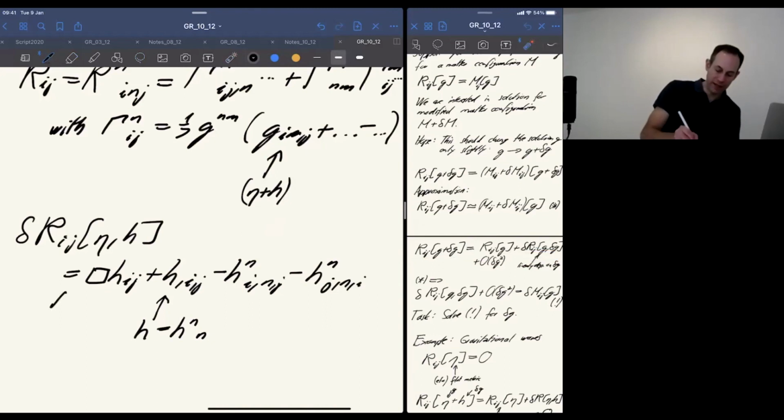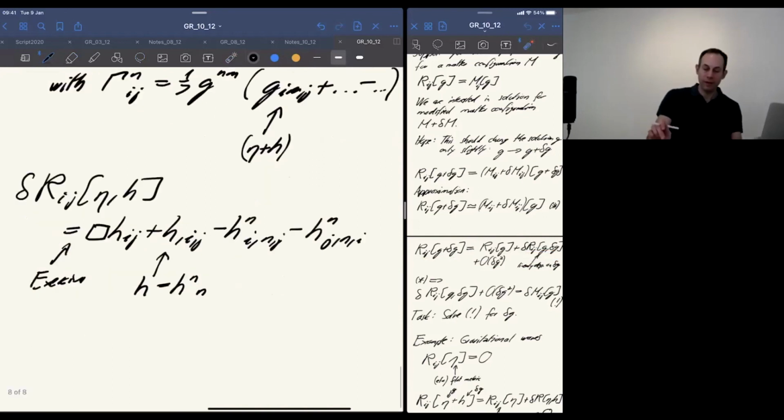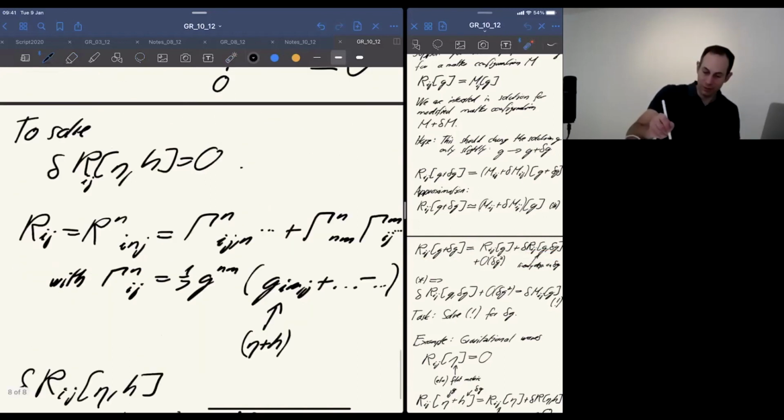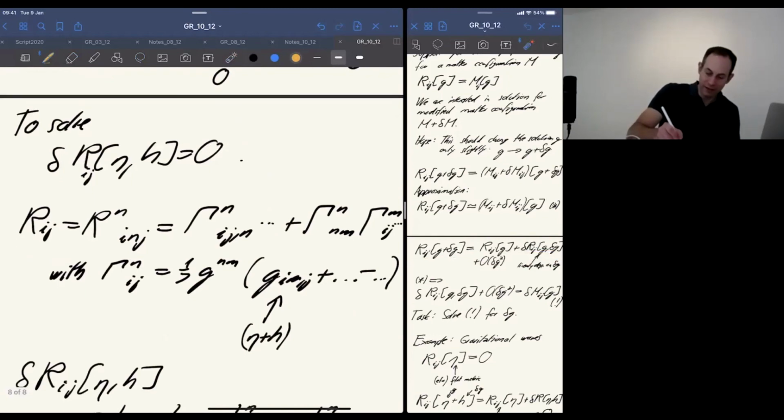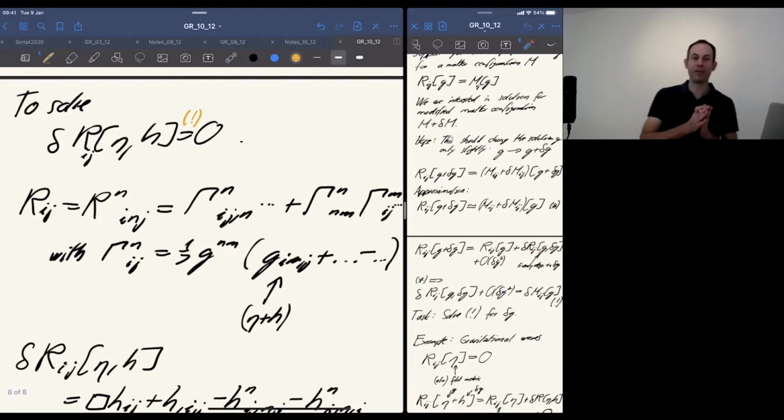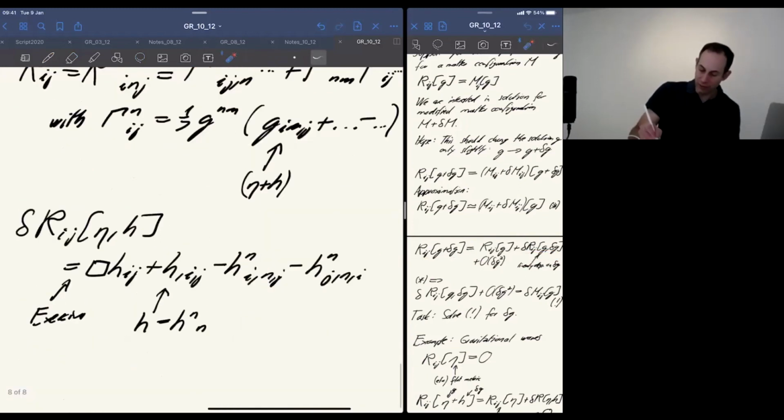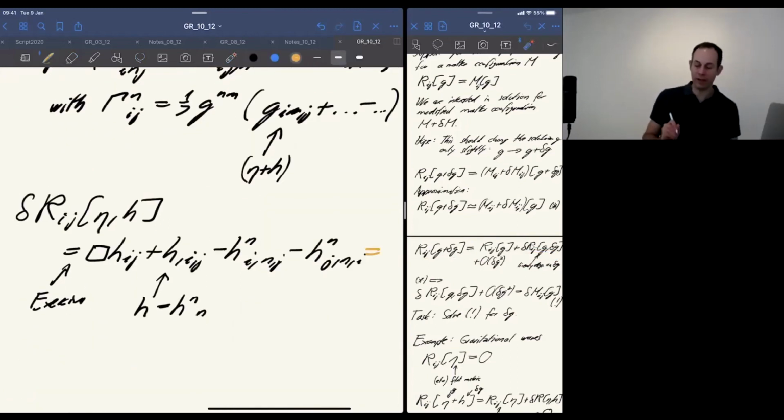So that's the exercises. And of course, what we want is again this thing. So that was what I called exclamation mark. We want to set the whole thing equal to the matter part, which is in this case 0. So we want this thing to be equal to 0. That's our requirement.